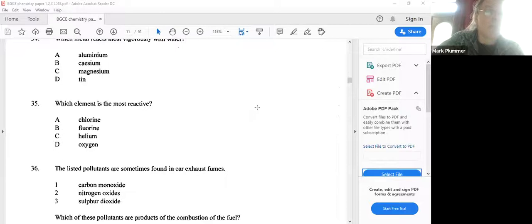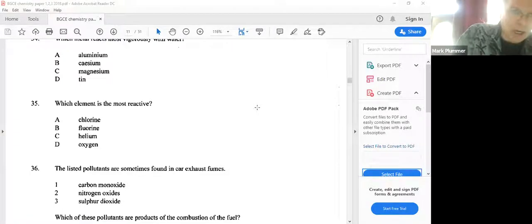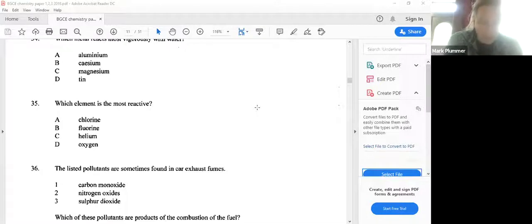Which element is the most reactive? Well, you can get rid of C straight away, and then you've got to look at the relationship between the halogens and oxygen. The halogens are more reactive than oxygen, so you can get rid of oxygen as well. And then from there, you've got to look at what is the most reactive. Which is the most reactive halogen? And the answer to number 35 is B, fluorine.